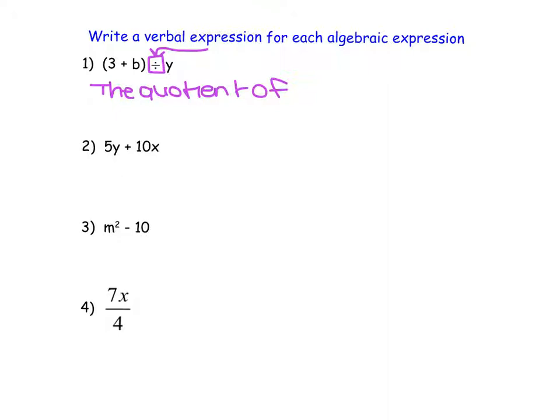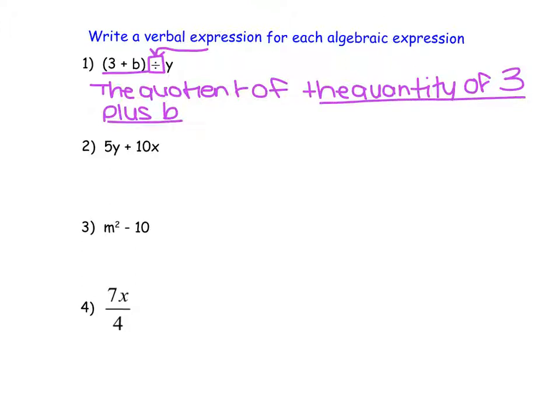of, and then I have to think about how to describe each piece. The quotient of the quantity, notice the parentheses, of 3 plus b, so that's the first piece, and, remember, and goes between the 2 things we're taking the quotient of, and y, or you could write and a number y. So that's the first one. We're looking at what's the main operation. We're saying the quotient of this and that.